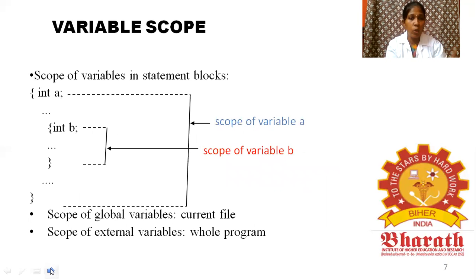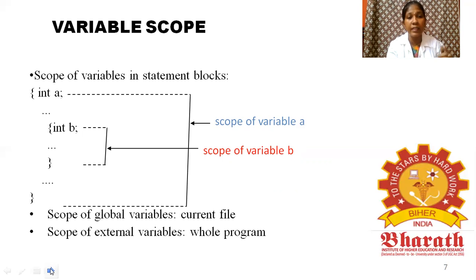Now we are going to see variable scope: scope of variables in statement blocks. For example, there is a code here. You have an open curly brace with int A and a set of code, and again an open curly brace with int B. int A is integer A and int B is integer B, and A is one variable and B is another variable. The scope of variable A is from its starting curly brace to the ending curly brace.